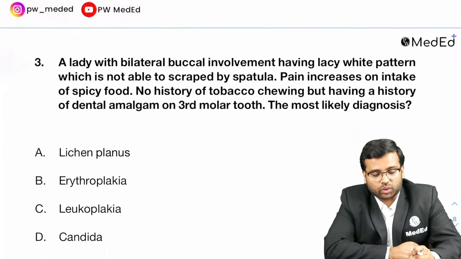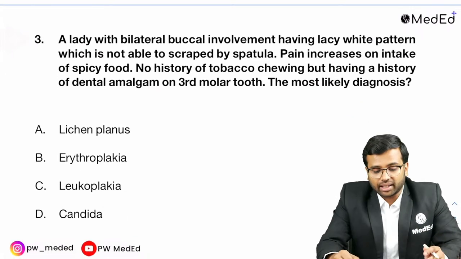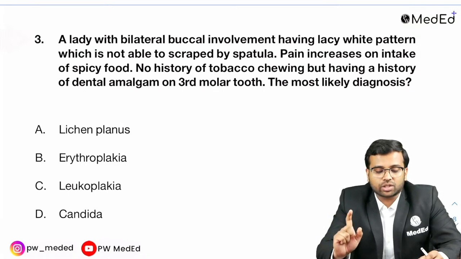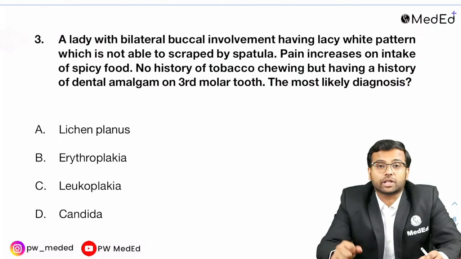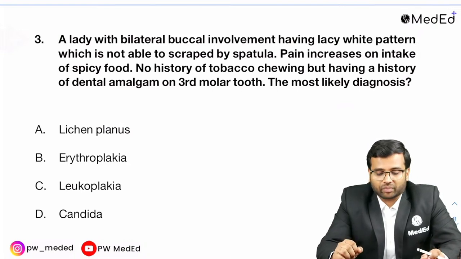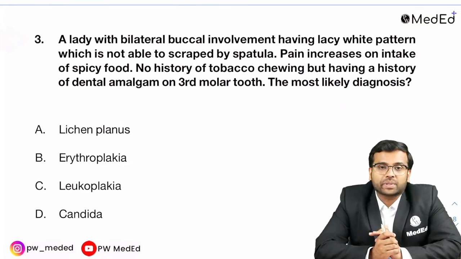Now let's go to the next one. A lady with bilateral buccal involvement having a lacy white pattern which cannot be scraped off by a spatula. Pain increases on intake of spicy food. No history of tobacco chewing, but having a history of dental amalgam on the third molar teeth. What is the most likely diagnosis? Now what do you think is the diagnosis here? The options are lichen planus, erythroplakia, leukoplakia and candida.